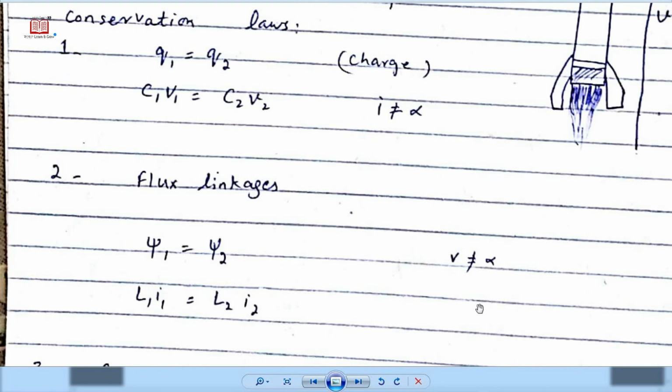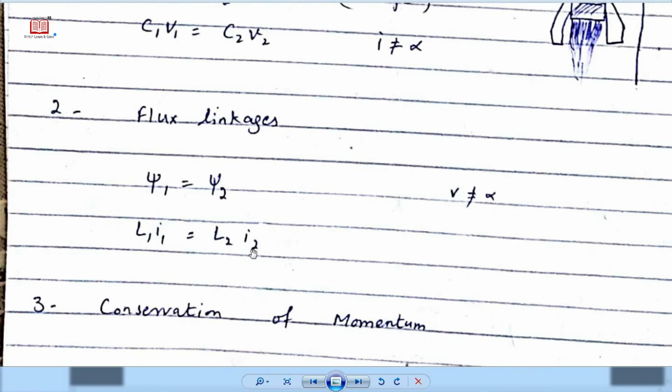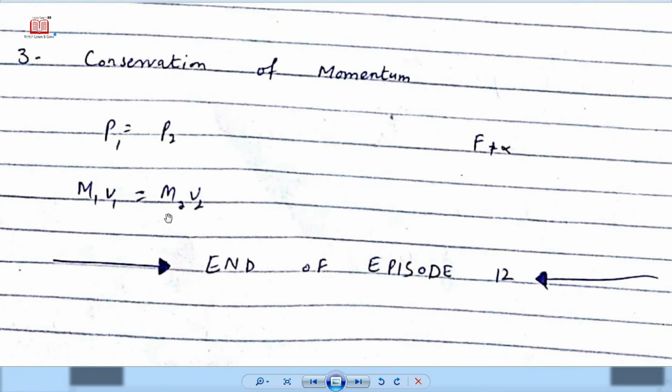The limitation for this system is that your voltage must not be infinite, like L1I1 is equal to L2I2. The third one belongs to mechanics, conservation of momentum. P1 is equal to P2, and the important thing here is that your force must not be infinite, which means that if the momentum before is constant, then after, M1V1 is equal to M2V2.